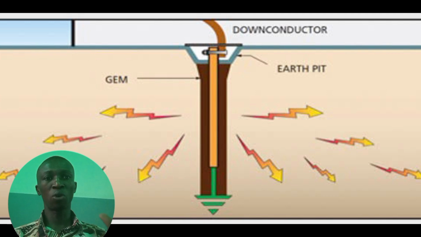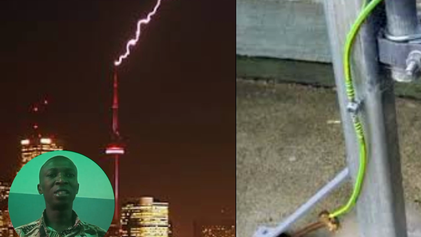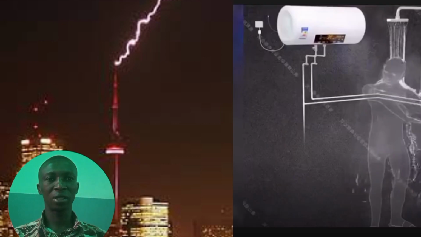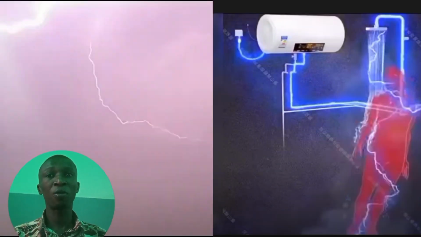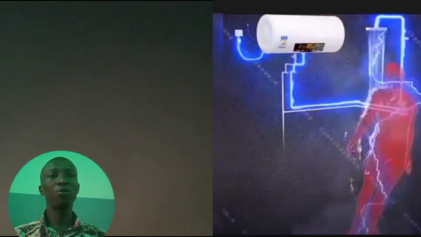Now, your lightning conductor should be far from your earthing system, because when lightning strikes and they are connected together, if peradventure somebody is taking his bath at that point in time, the lightning can be discharged through the water heater to the end user, which most times is fatal.